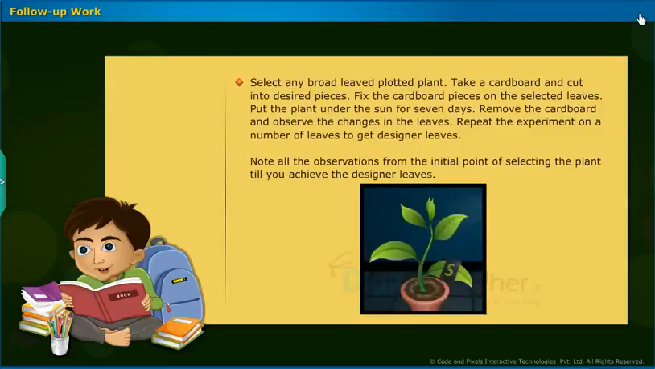Select any broad-leaved potted plant. Take a cardboard and cut it into desired pieces. Fix the cardboard pieces on the selected leaves. Put the plant under the sun for 7 days. Remove the cardboard and observe the changes in the leaves. Repeat the experiment on a number of leaves to get designer leaves. Note all the observations from the initial point of selecting the plant till you achieve the designer leaves.